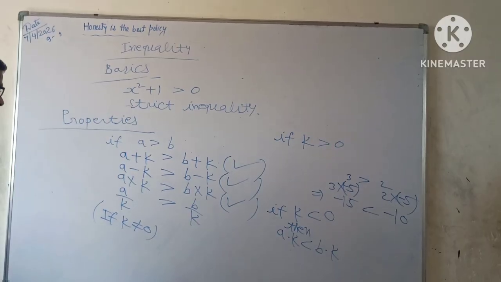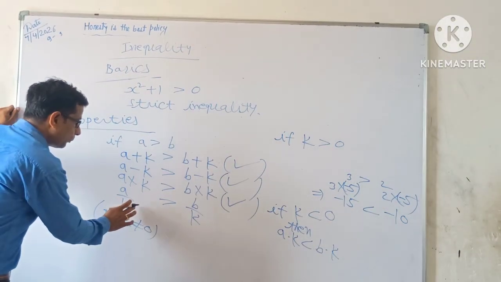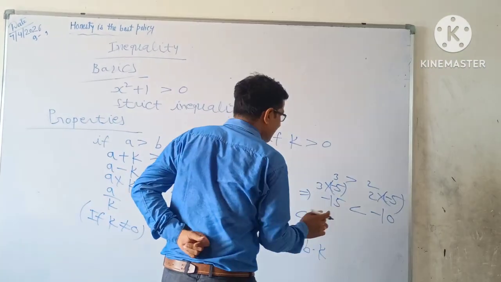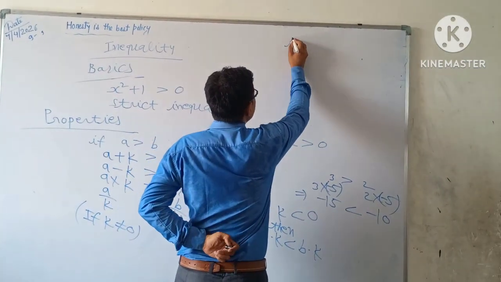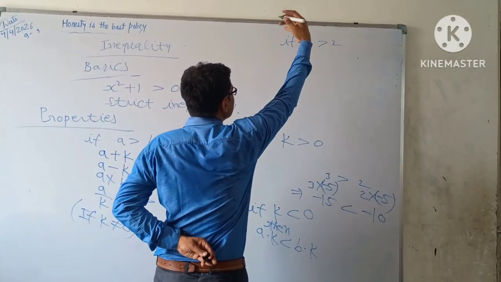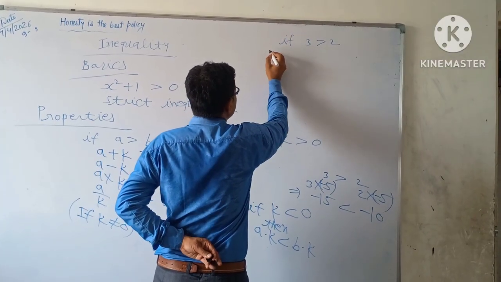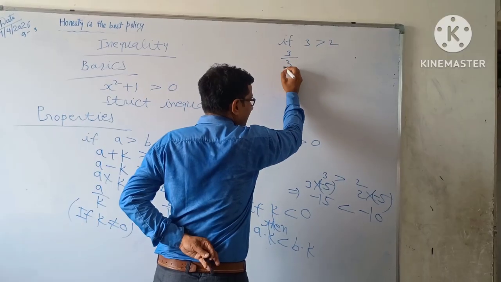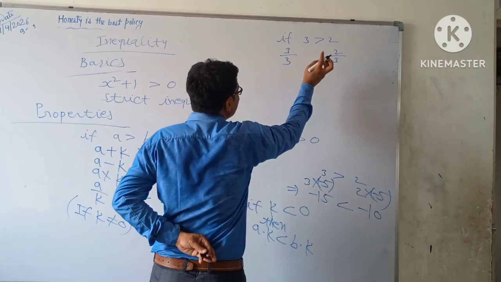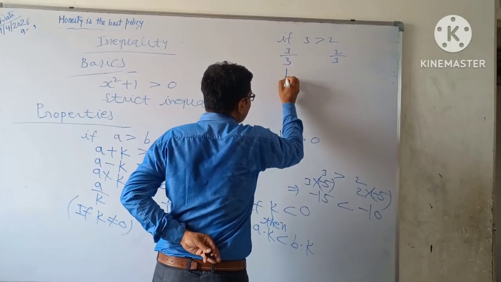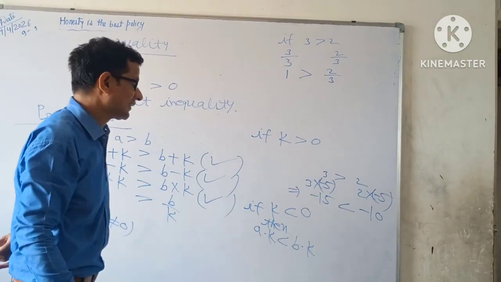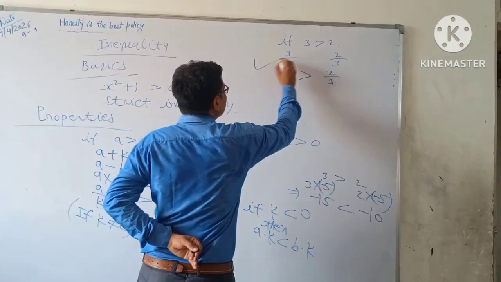And the same condition holds if we divide by positive k. For example, if it is given that 3 is greater than 2 and we divide both sides by 3, we get 3 by 3, which is 1, and 2 by 3. We know that 1 is greater than 2 by 3. So this is true for positive k.